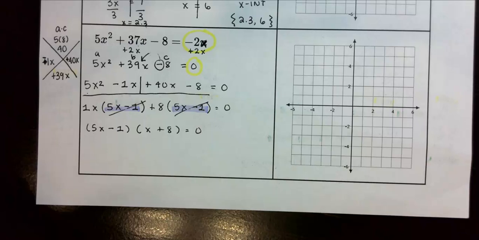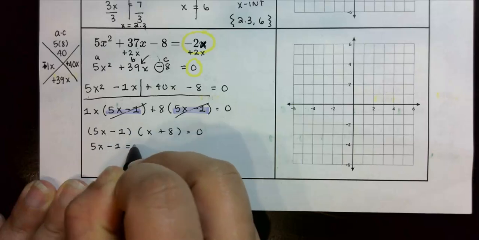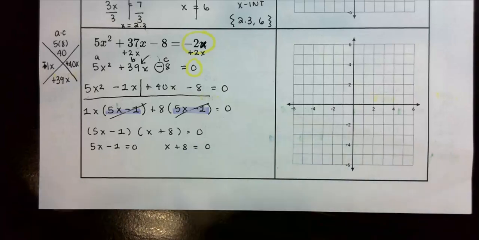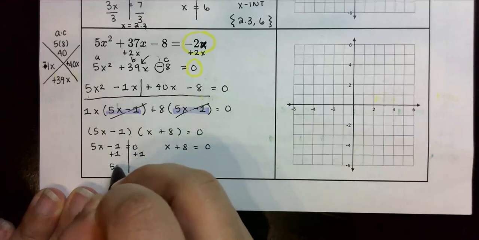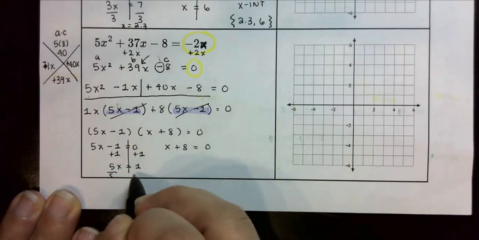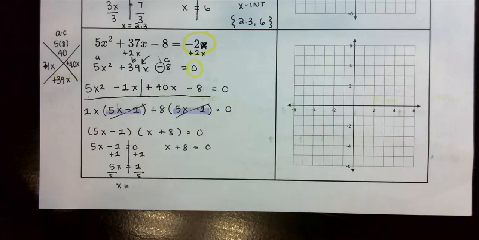So now we're just ready to solve, so we're going to set these equal. 5x minus 1 equals 0. X plus 8 equals 0. Let's add 1. And we get 5x equals 1. And then I'm going to divide by 5. So we get x is equal to 1 over 5. But I like to use decimals. So I'm going to go back to my calculator and just do 1 divided by 5. And it gives me 0.2.